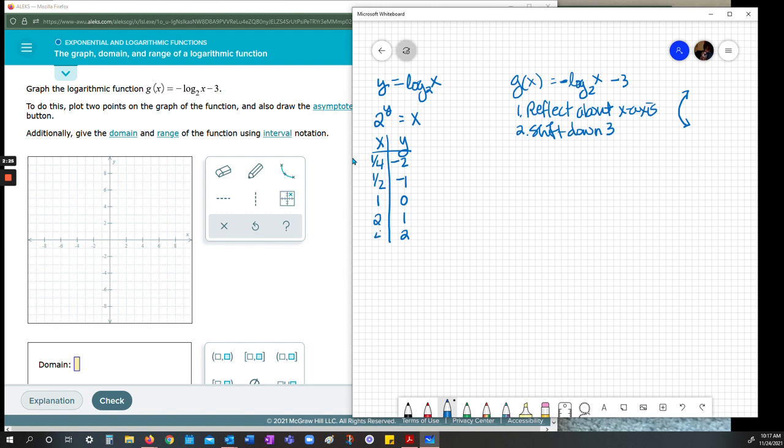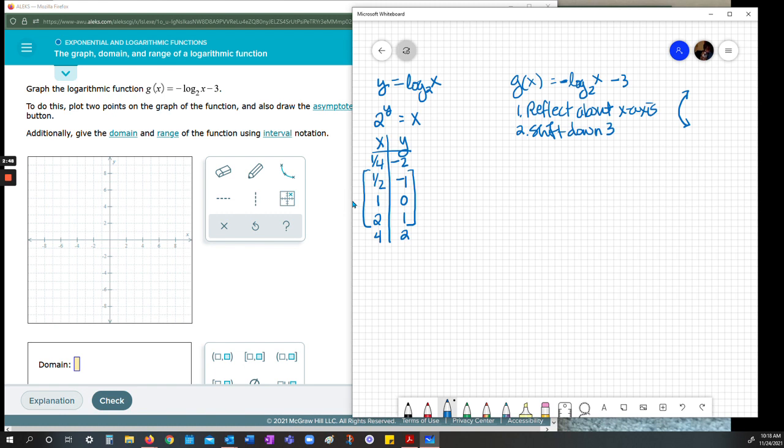2 squared is 4. By the way, with a basic log graph, the parent function, you are always going to have the x-intercept at 1, 0. And then the base of your log, you're always going to have that base comma 1. And then the reciprocal of the base at negative 1. So you're always going to get those 3 key points.